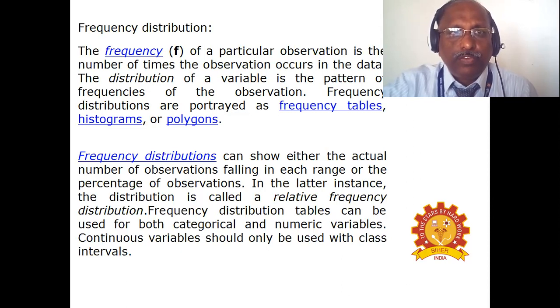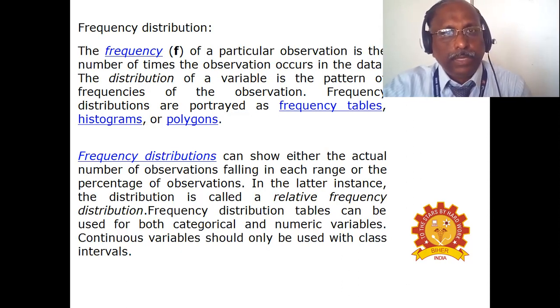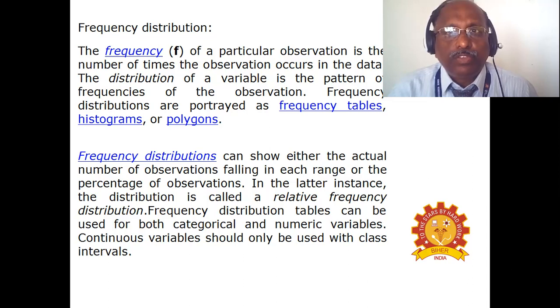Next is the frequency distribution. The frequency of a particular observation is the number of times the observation occurs in the data. The distribution of a variable is the pattern of frequencies of the observation. Frequency distributions are portrayed as frequency tables, histograms, or polygons. It can show either the actual number of observations falling in each range or the percentage of observations. In the latter instance, the distribution is called a relative frequency distribution.